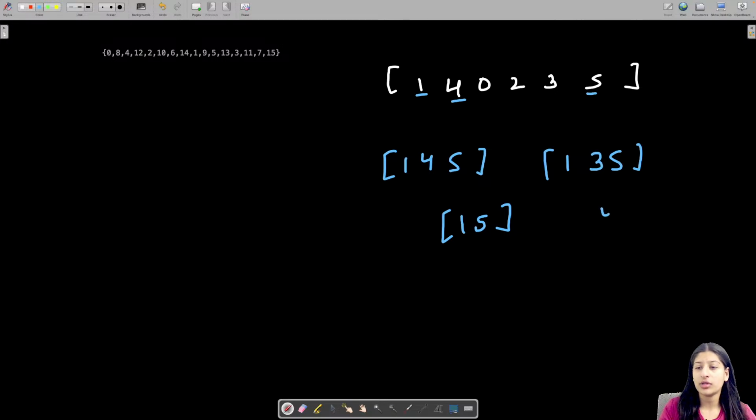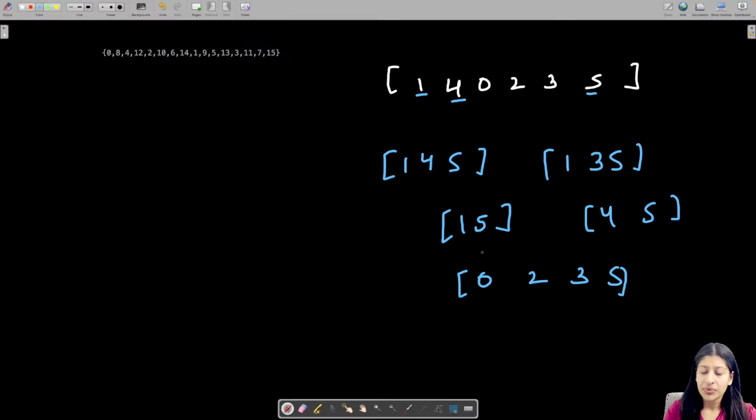If I start with 4, then I can have 4 5. If I start with 0, I can have 0 2 3 5. These are not all, but these are a few of the subsequences which are strictly increasing in nature. But from this example, which is the subsequence with the maximum length having all increasing integers? We can see that we have found this one so far. Is it possible to get any other subsequence with a length greater than 4? No, it's not possible for this case. The length of 4 is going to be the maximum for this test case.